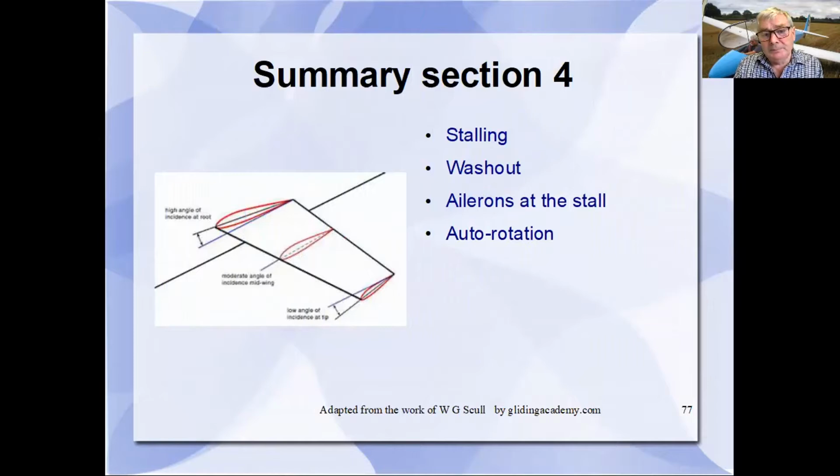So in summary, we talked about stalling, washout, how the wing is designed to improve or make the stalling characteristics safer for the aircraft, the impact of the use of ailerons at the stall, and we've talked about auto-rotation. More about all of this later.